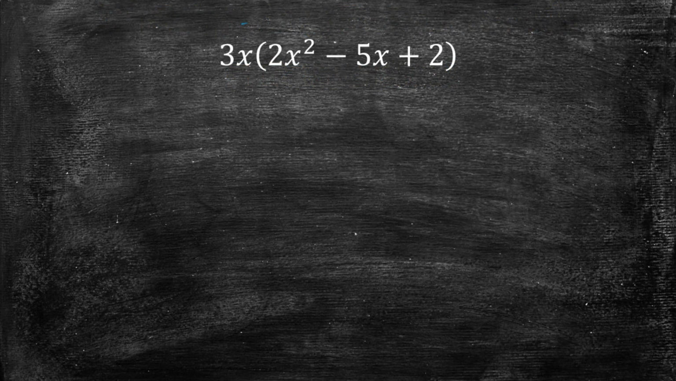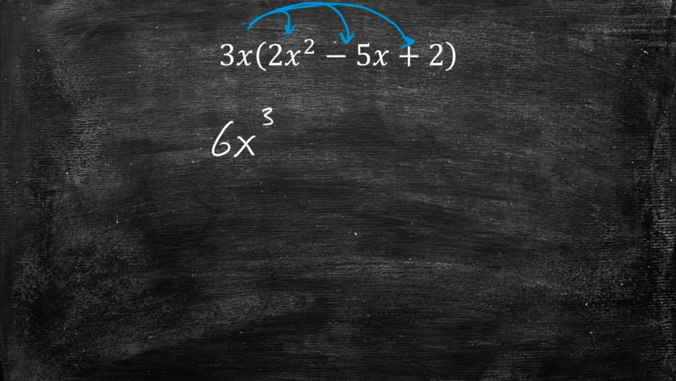Example number 1. So we have 3x multiplied by this polynomial here to the right of it. Whenever we have the number on the outside of the parentheses, we actually have to distribute that to every number inside of the parentheses. When we multiply, what we're going to get is 3x times 2x squared is 6x to the third.